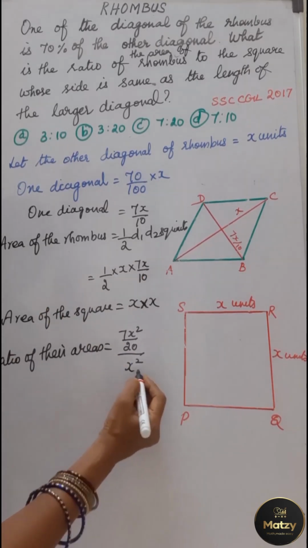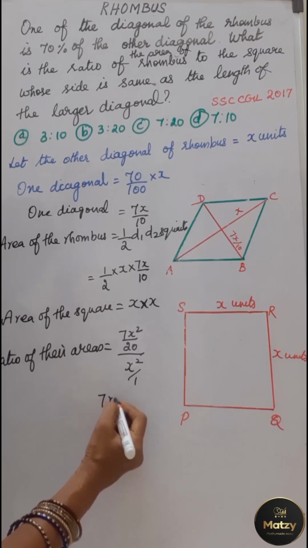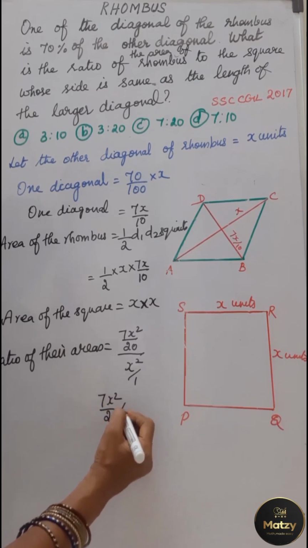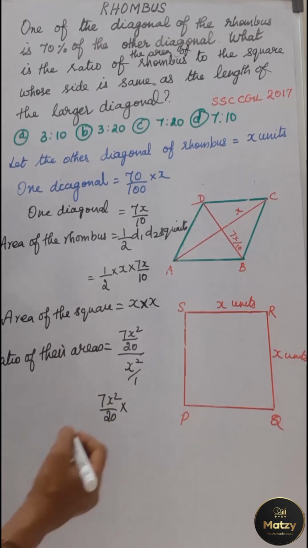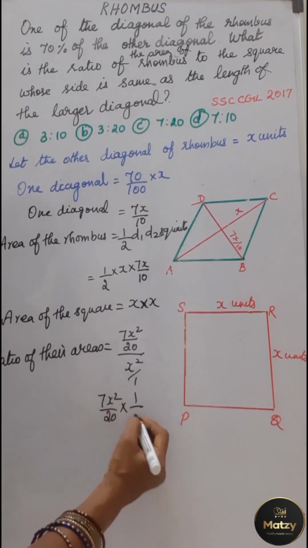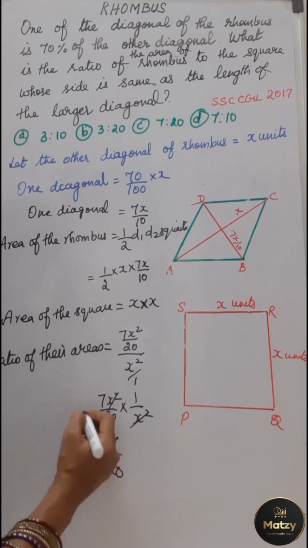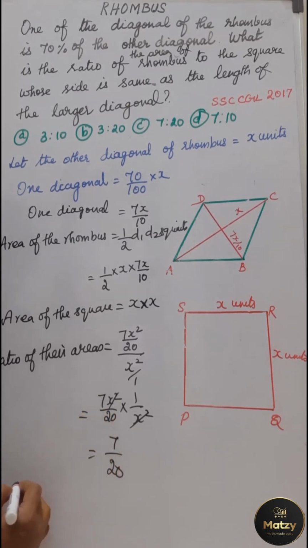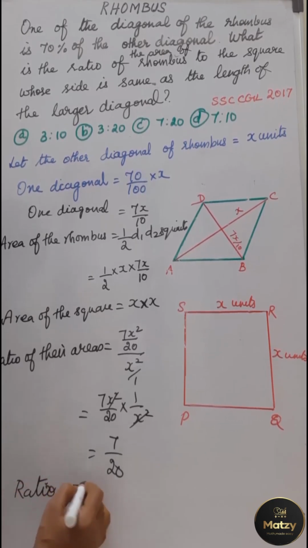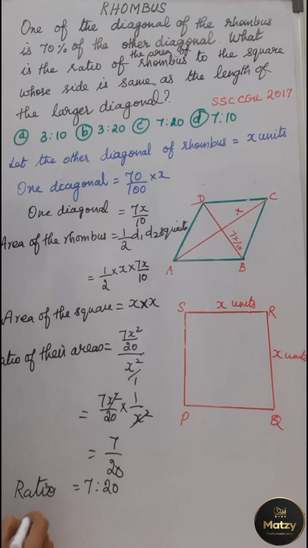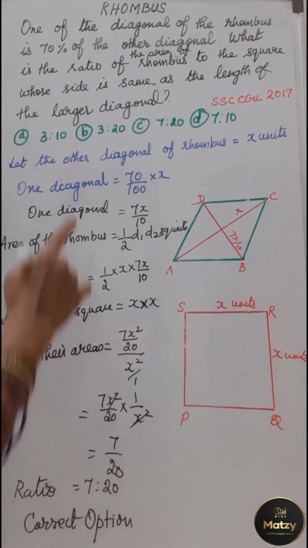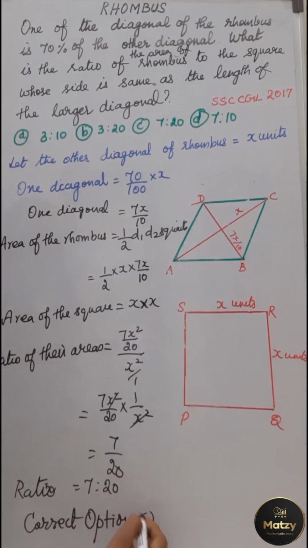Now, what we used to do? 7x square by 20 into x square by 1 will become 1 by x square. So, the ratio is 7 is to 20. So, the correct option, the ratio is equal to 7 is to 20. Which is the correct option? C is the correct option. 7 is to 20.